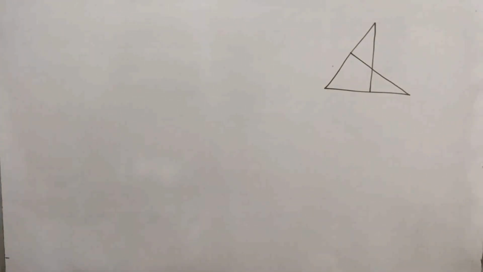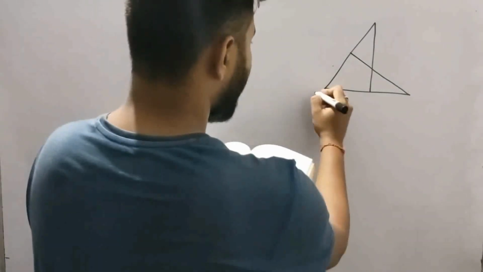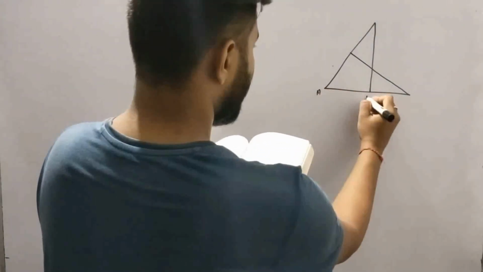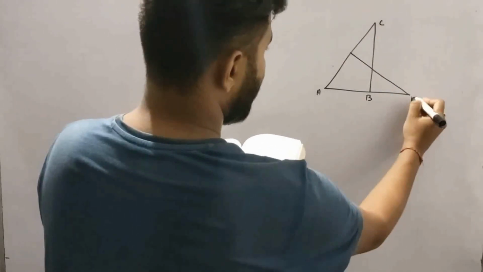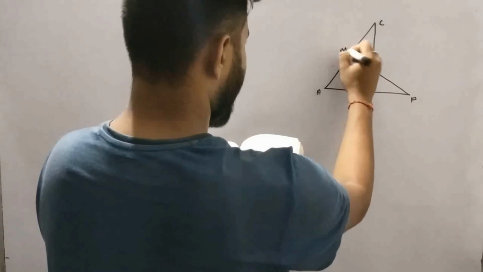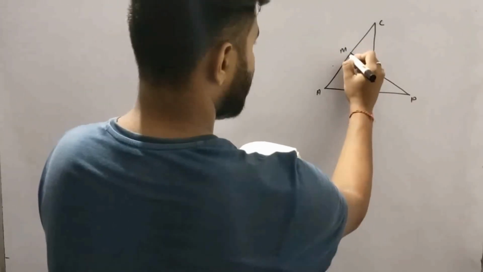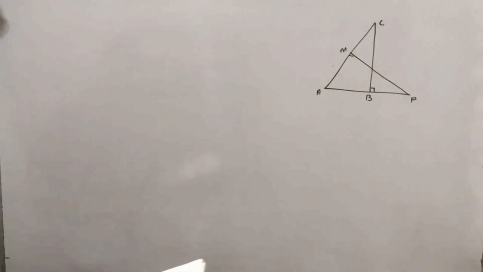Okay. Then A, B, C, P and M. This is 90 degree. This is 90 degree. Okay. So what is given in the question?